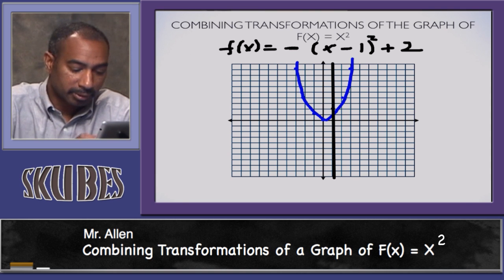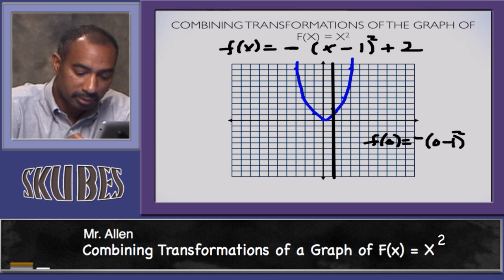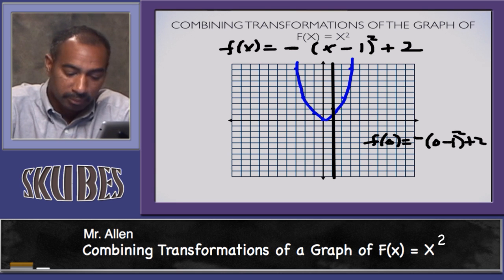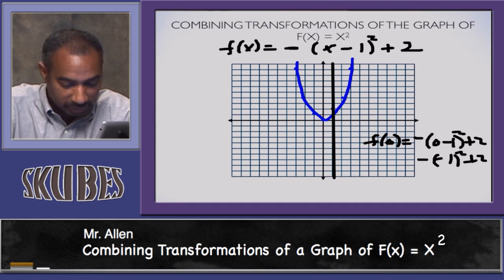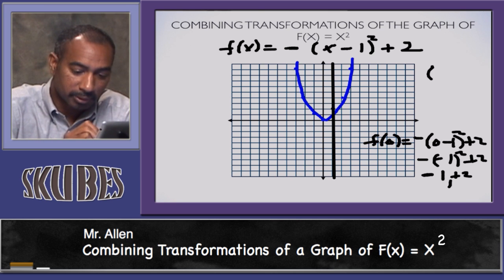All right, so let's pick numbers to the left and right to figure out the new points. Let's say I plug in 0 because to the left of here is 0. So I'm going to say f of 0 equals negative (0 minus 1) squared plus 2. Well, 0 minus 1 is -1. I square that. But don't forget that negative's out here. That's +1, but then the negative stays because the negative is outside. So you have -1 plus 2. That gives me 1. So when x is 0, y is 1.